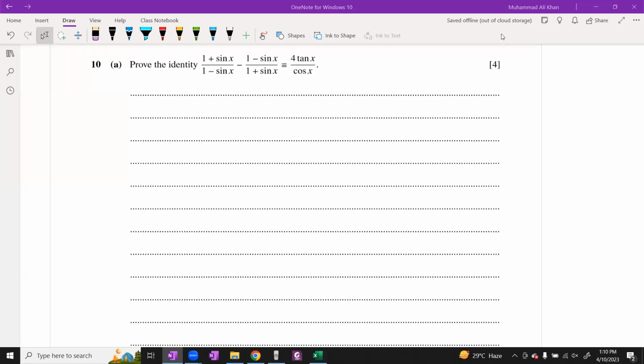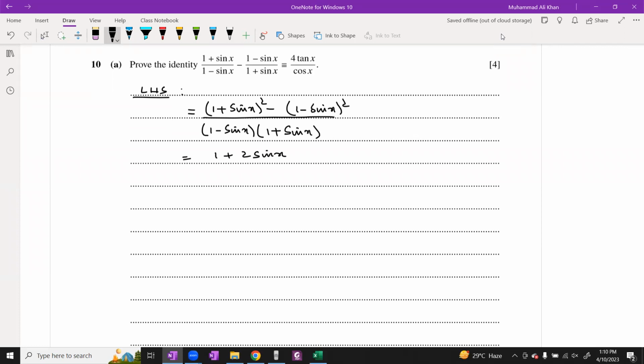Now, the next question, question number 10, is about identities. Left hand side pick karte, LCM lete, 1 minus sin x, 1 plus sin x, this will be 1 plus sin x, this will be 1 minus sin x. Whole square. So it will be a square plus 2ab plus b square minus a square minus 2ab plus b square over 1 minus sin 1 plus sin 1 minus sin square.